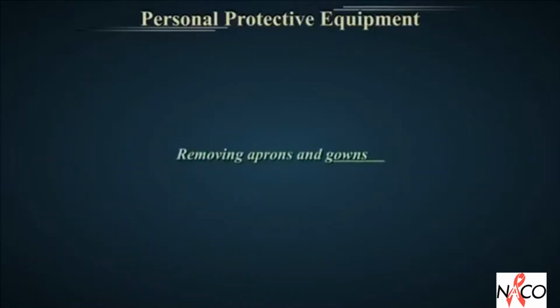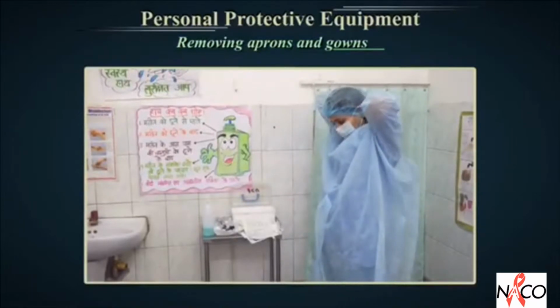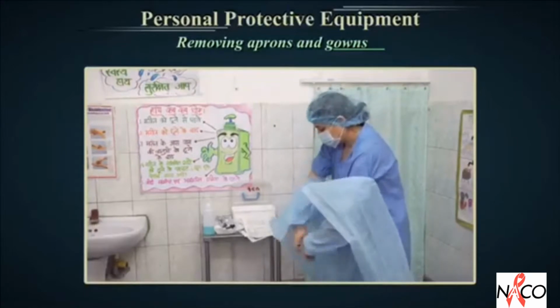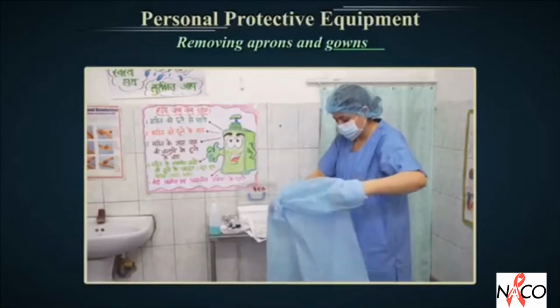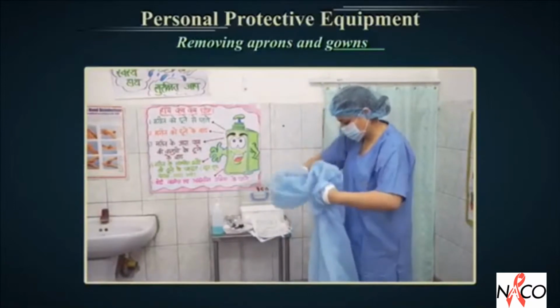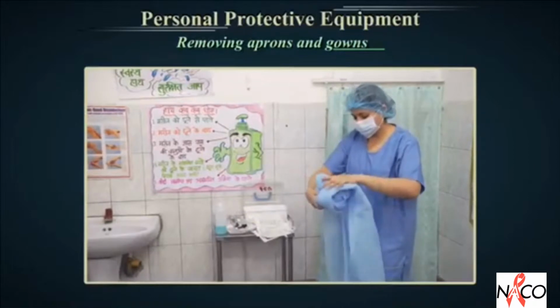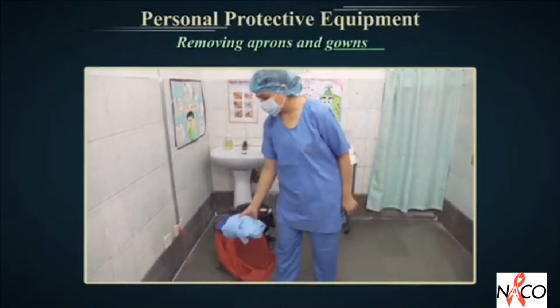Removing aprons and gowns. Remove aprons and gowns before leaving the patient care area. This prevents possible contamination of the environment outside the patient's room. They should be removed in a manner that prevents contamination of clothing or skin. The outer contaminated side of the gown is turned inward and rolled into a bundle and then discarded into a designated container for waste or linen.